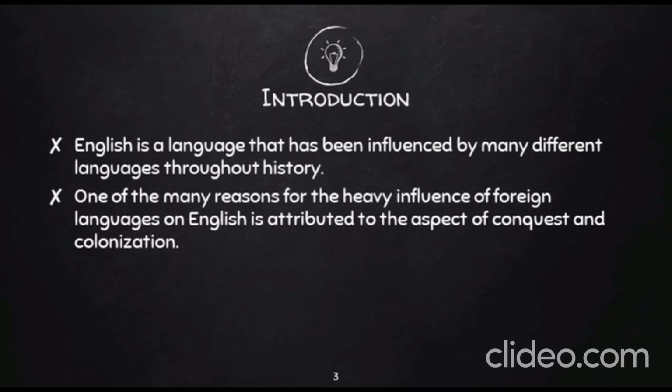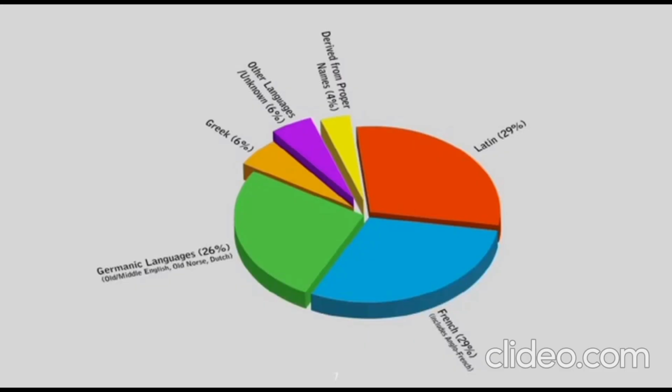English is a language that has been influenced by many different languages throughout history. One of the major reasons for the heavy influence by foreign languages on English is attributed to the aspect of conquest on England and the aspect of colonization by England. The pie chart presented here gives an insight on the degrees of influence inflicted by foreign languages on English.